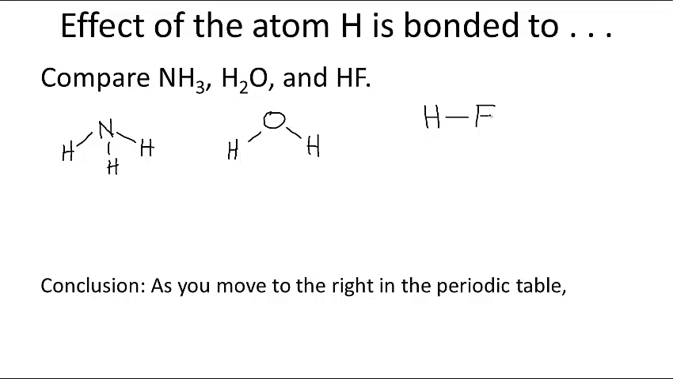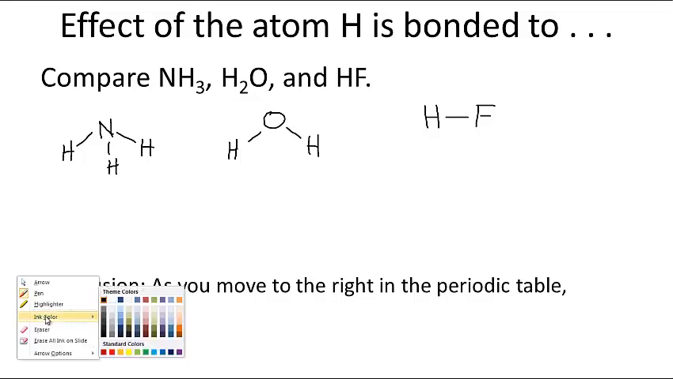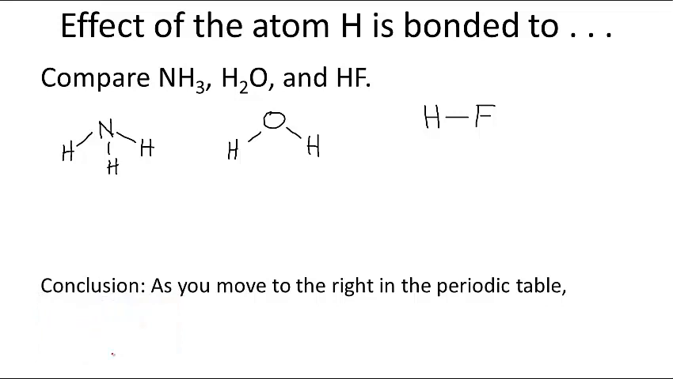So focusing on the partial charge thing, if we were to put delta pluses on the hydrogens, where would we put the biggest delta plus? HF, because fluorine is more electronegative. So maybe this one's got a big delta plus, a big delta minus. Here it's going to be medium, and here it might be a smaller delta plus.